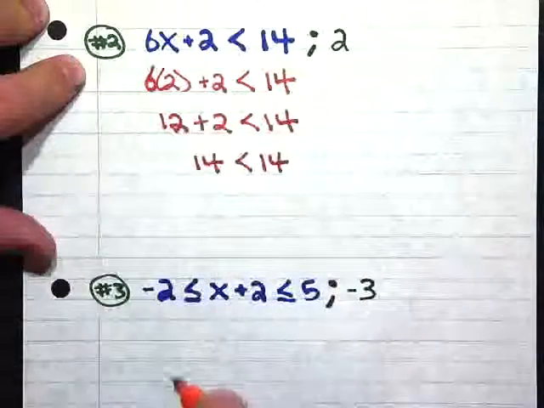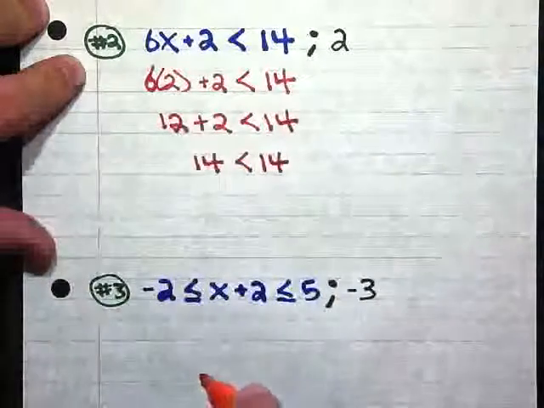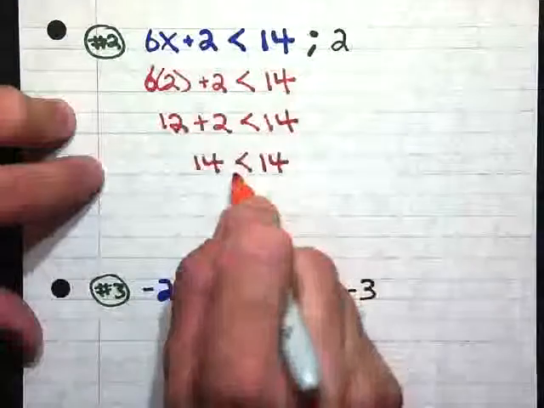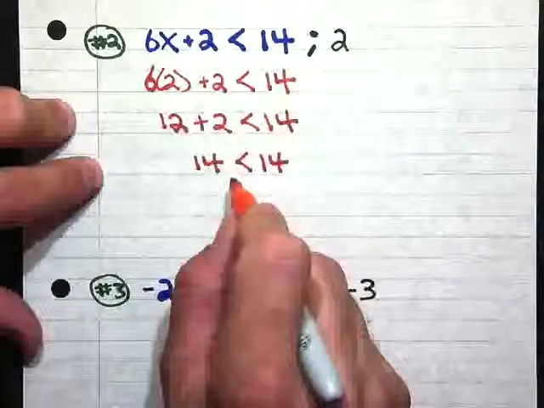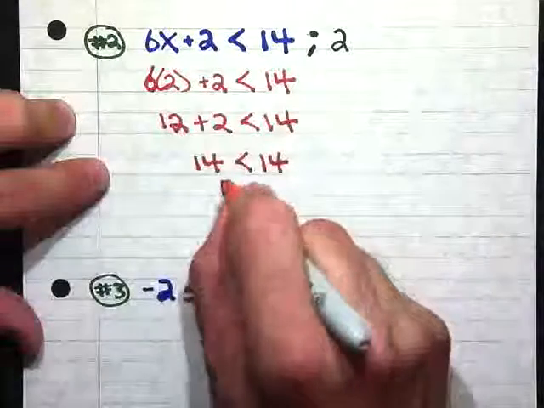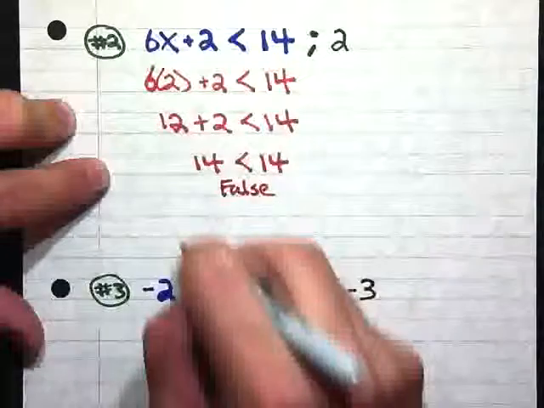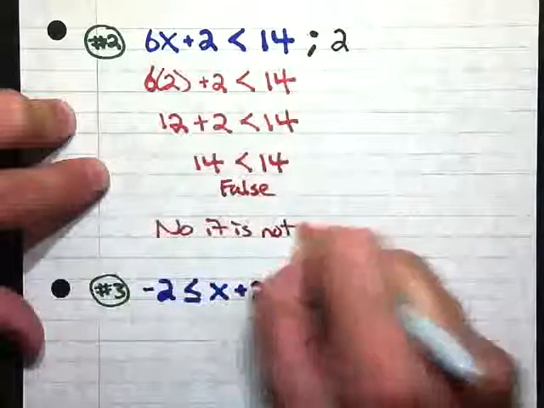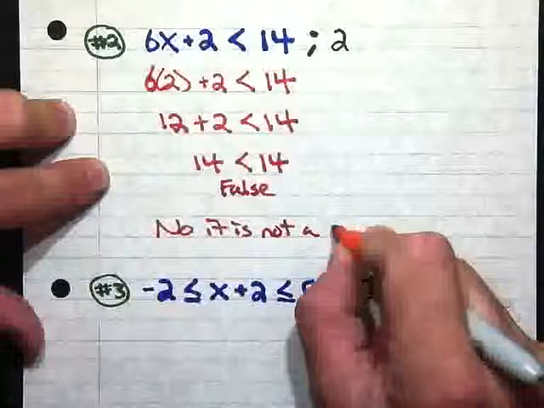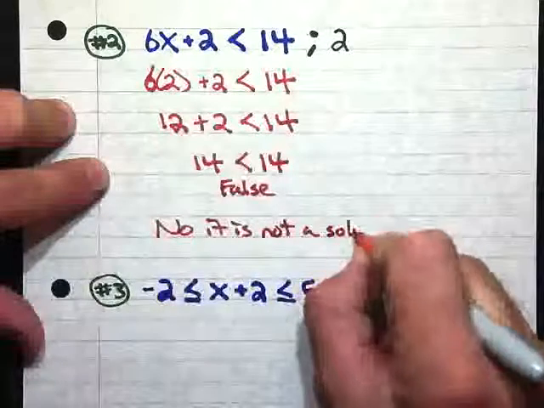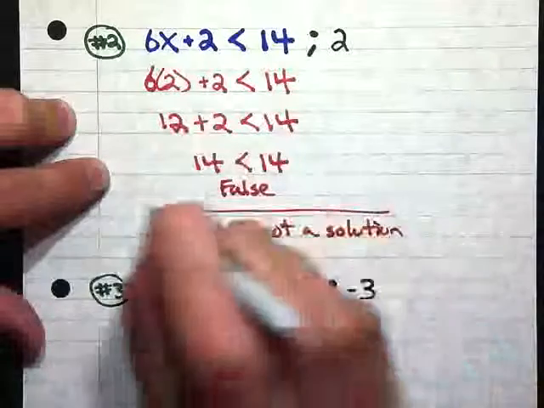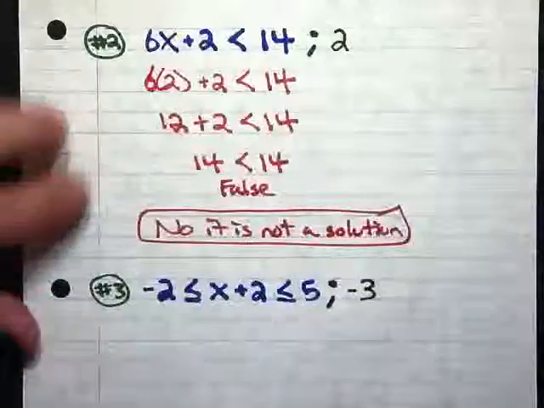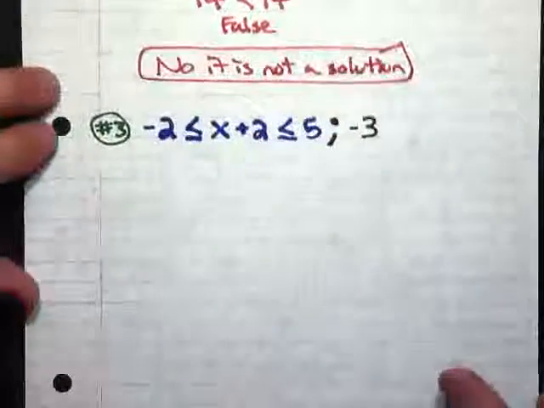And we want to see if this statement is true. 14 is not less than 14, and is not equal to it. And since our inequality is not an equal to inequality, this statement is false. So no, it is not a solution. And we have our solution here. Alright, so let's go ahead and take a look at our last one here.